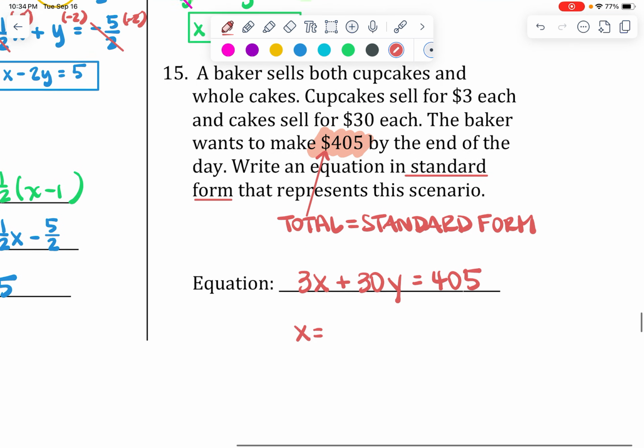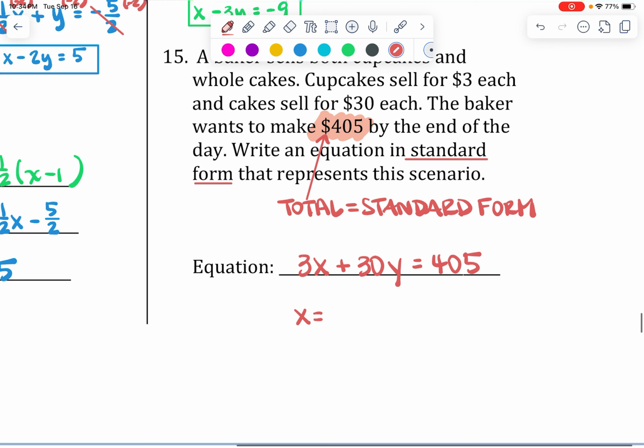I am going to go ahead and tell my reader what the X and Y stand for. So X is number of cupcakes. You don't have to do this necessarily, but I don't want my reader to get confused. And then Y is number of cakes. They both start with C, so I obviously don't want to say 3C plus 30C because then it looks like the same term. So anyway, there you go.